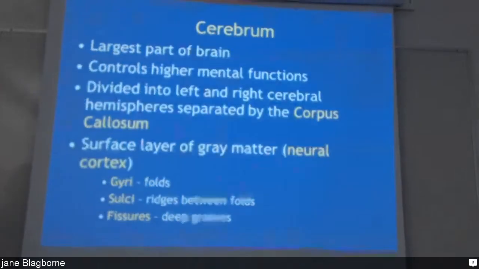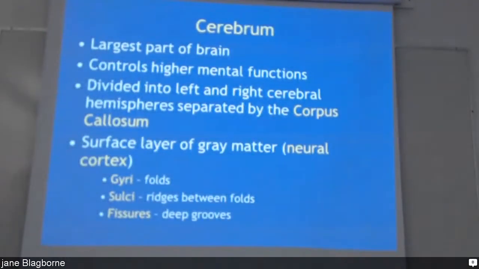So I don't push it too hard. The cerebrum is the largest part of the brain, that big white one in the front there. It controls our higher mental functions, so our speech, our thought processes, those types of things.